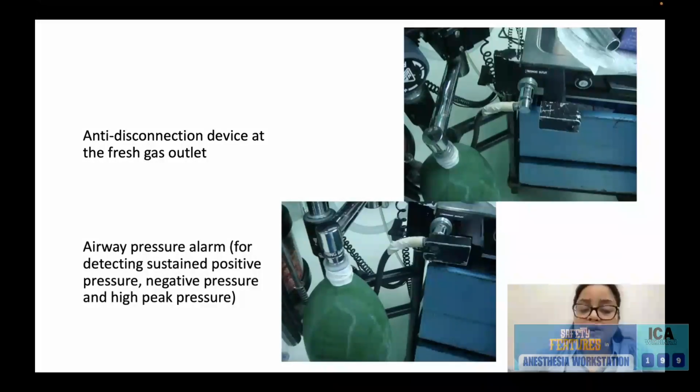Then comes the airway pressure alarm. These pressure alarms can detect sustained positive pressure as well as negative pressure. And these pressure conditions, as we all know, represent an immediate threat to patient safety, and they need to be brought to the immediate attention of the anesthesia provider. These alarms can also detect disconnection through the low pressure alarm, and it is a criterion of the ASA standard for basic anesthetic monitoring.